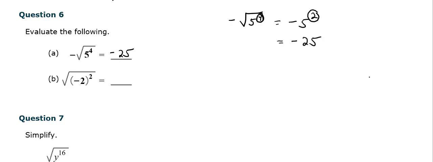For our next one, we have the square root of the quantity negative 2 squared. Well, negative 2 squared is 4. So we're essentially simplifying the square root of 4, which is 2.